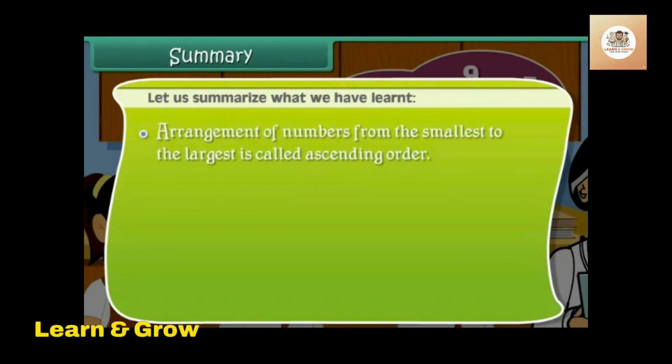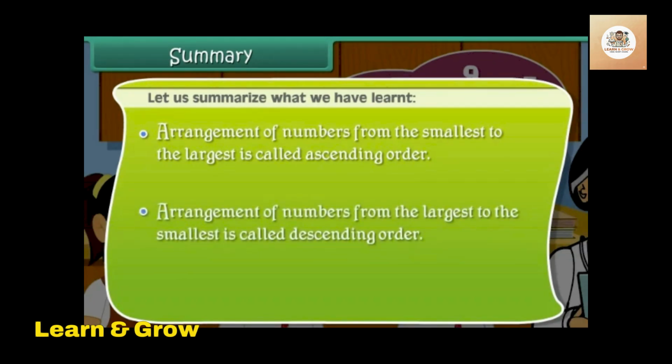Arrangement of numbers from the smallest to the largest is called ascending order. Arrangement of numbers from the largest to the smallest is called descending order. Ordinal numbers are used to indicate position.